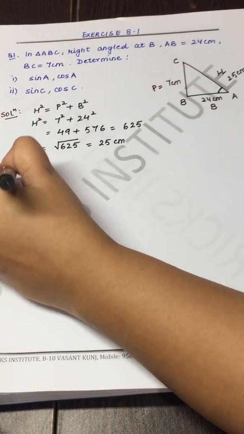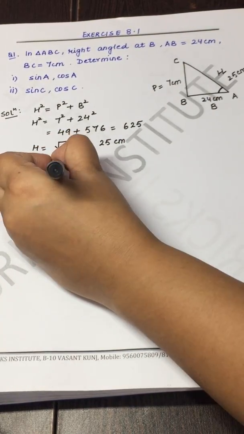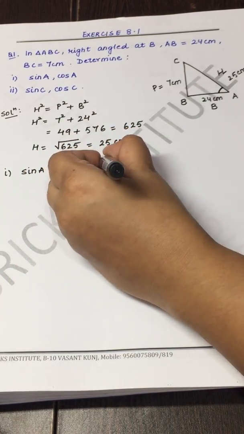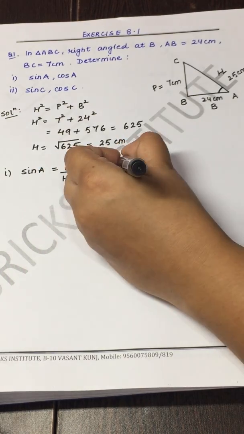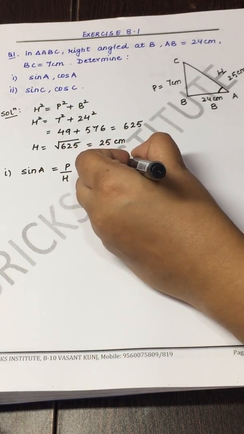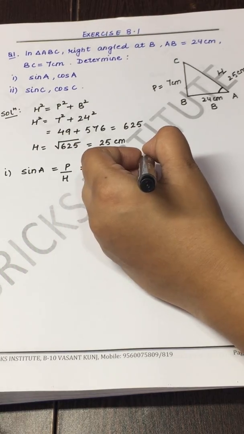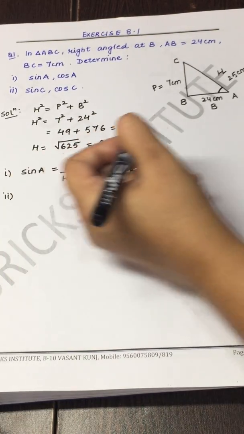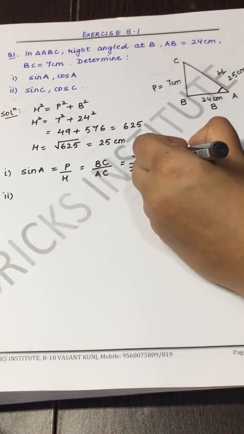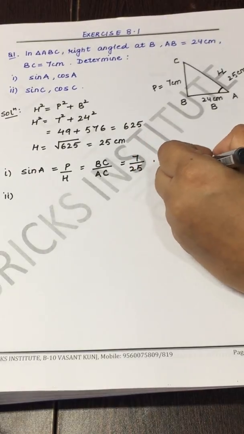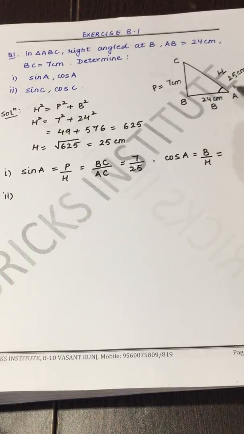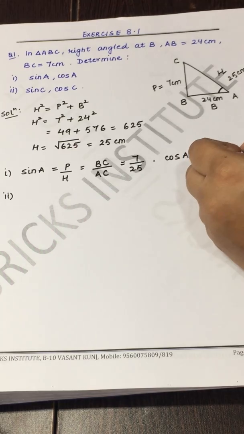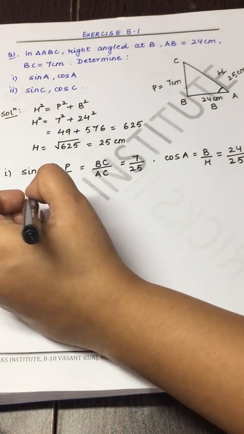Let's calculate the first part. So sine A is perpendicular upon hypotenuse. Perpendicular in this case is BC. Hypotenuse is AC. So BC is 7 centimeter, AC is 25 centimeter. So sine A is 7 upon 25. Second part, same part, cos A is equal to base upon hypotenuse. Base in this case is AB and hypotenuse is AC. So 24 upon 25.